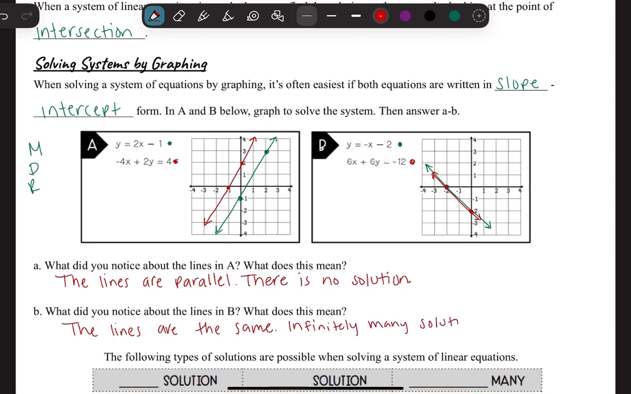Infinitely many solutions means every point on one line is exactly the same point on the other line. So all of the points are going to match up, and those lines are going to infinity. So all of those lines on the top one, the green one, match the red one.